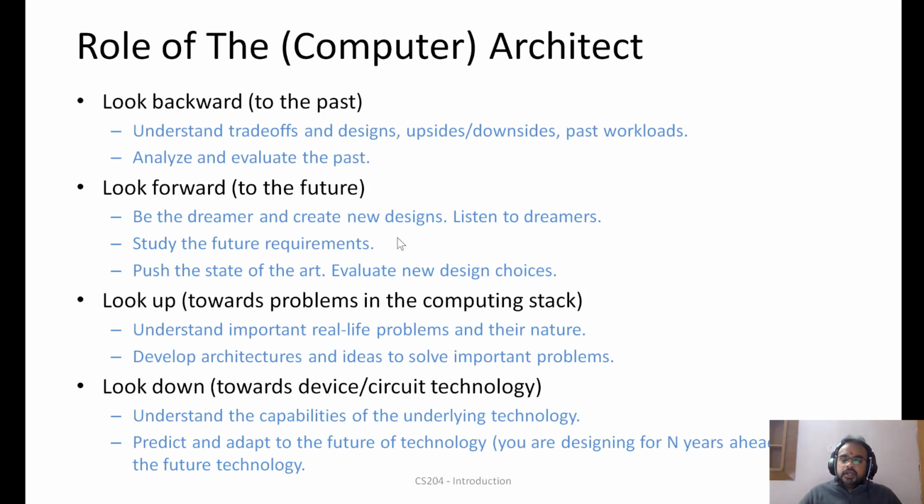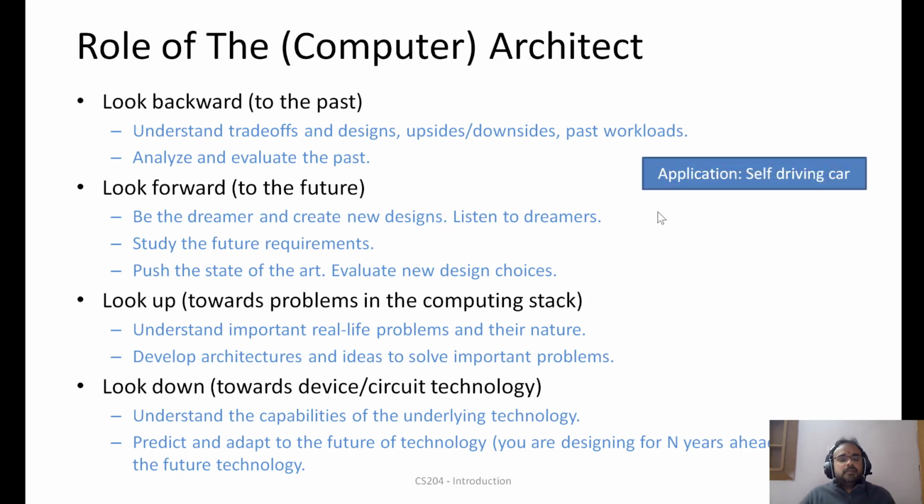Now, if we look at the role of an architect, we may not need exhaustive knowledge of the software stack, but a decent knowledge. We need to have a decent knowledge of the hardware layers in the stack so that we can build better computing systems.